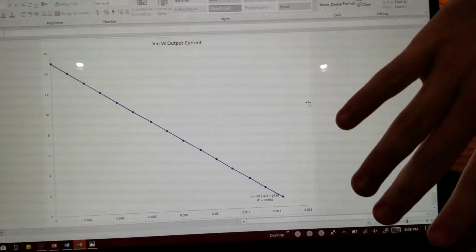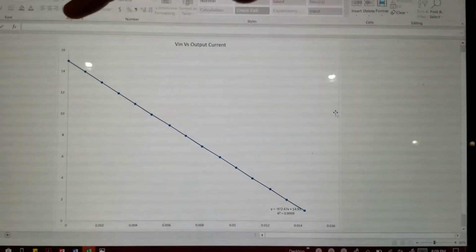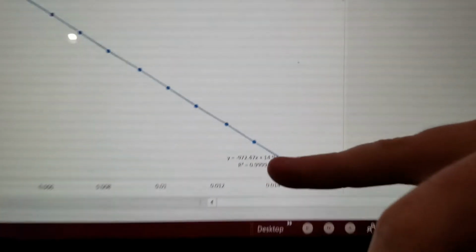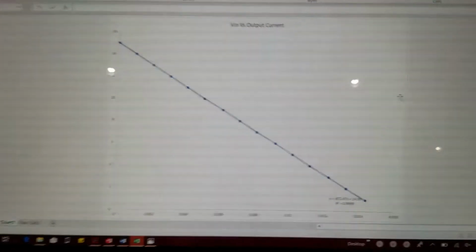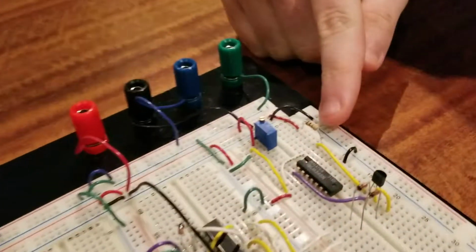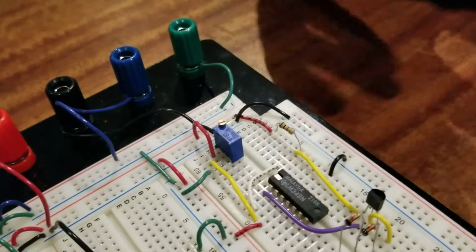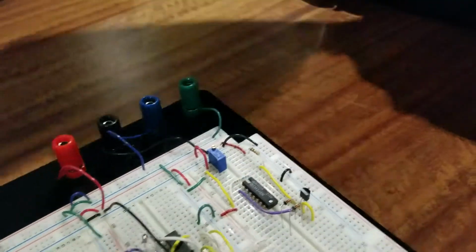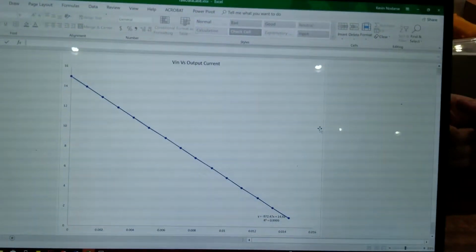So when we fit our line with the trend line, we get this slope of 972, which corresponds to the load resistance that we've given to our sub-circuit, which is given by this 1 kilo ohm plus or minus 5% tolerance resistor, which fits very well with our linear slope.